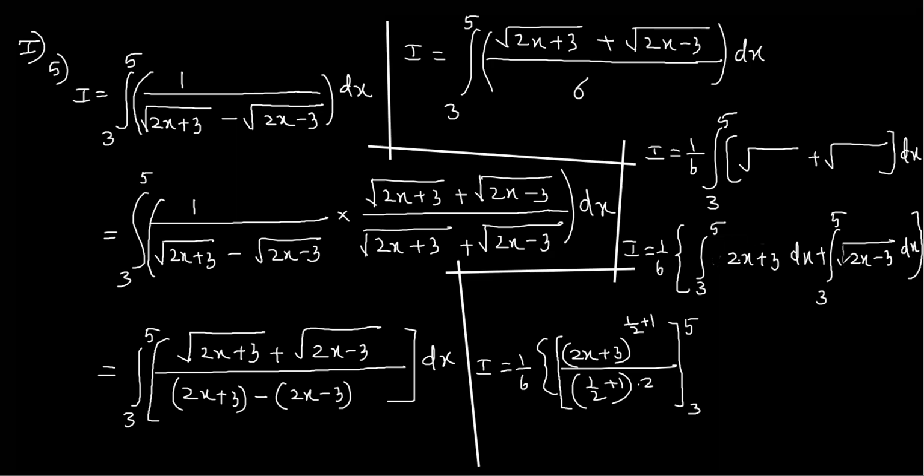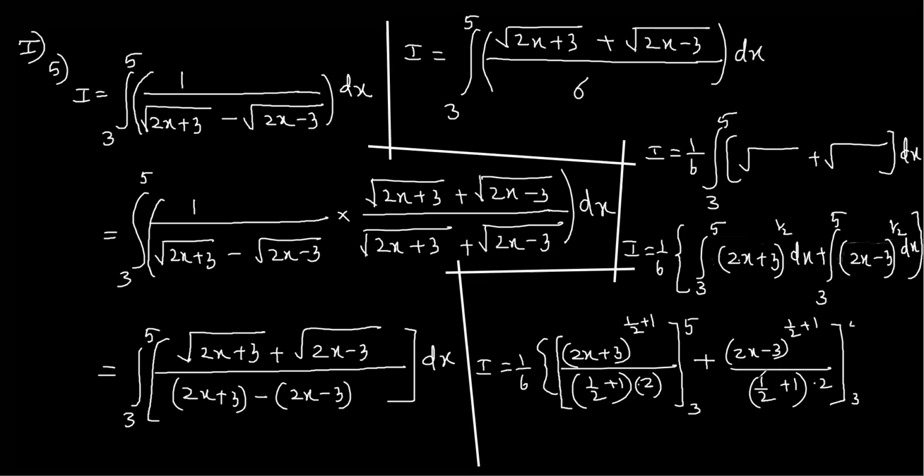And here also this is nothing but 2x plus 3 raised to half. So the integration of 2x plus 3 raised to half is 2x plus 3 raised to half plus 1 upon half plus 1. And why this 2? Because the x coefficient is 2, so I have to divide by 2. Plus, now see what I will have here. I will have 2x minus 3 raised to half plus 1, divided by half plus 1, and then multiply 2 here, and then write 3 to 5, and enclose this whole thing inside a bracket. Okay. Now the next step you will have, see, this is 3 by 2.